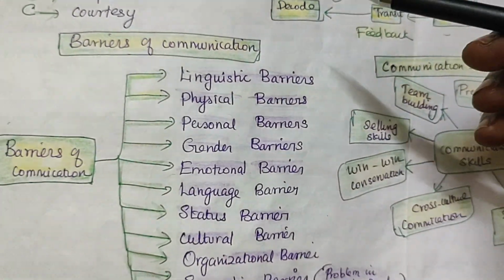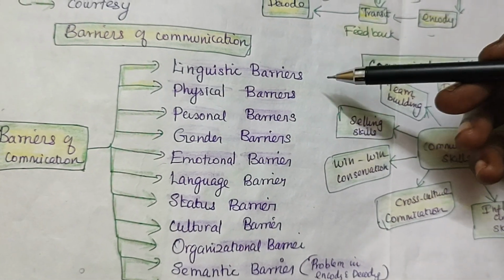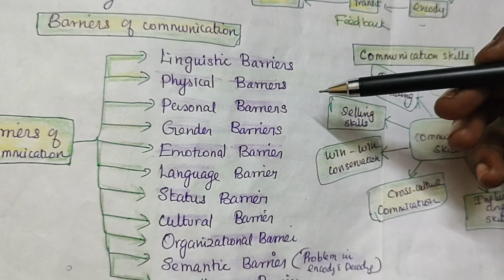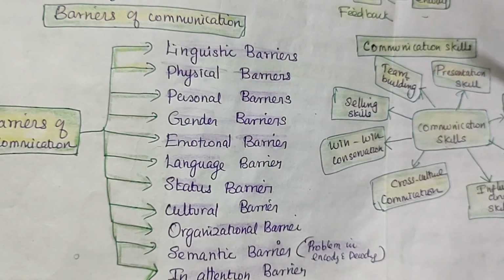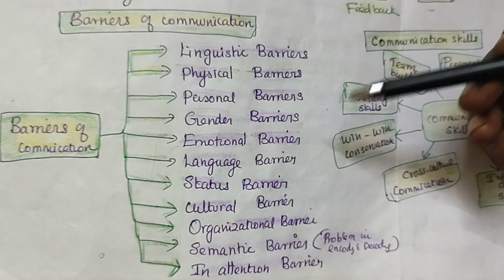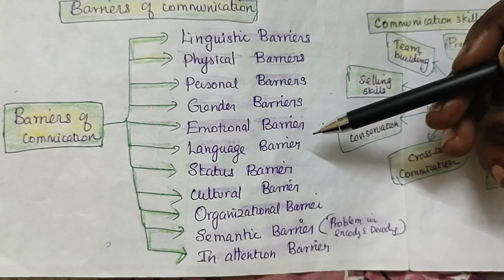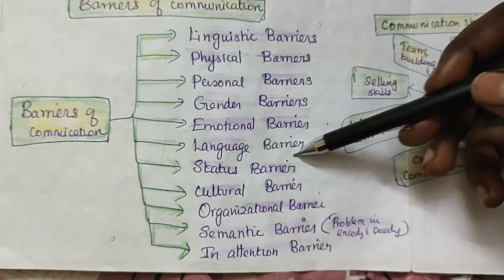If you see the types of barriers, language is an important barrier. Physical barriers, noise, other things. Personal barriers, such as my emotions, my mood is not good. Gender barrier, there is a male person, so I hesitate to communicate. Emotional barrier, more stress, insecure feeling, I cannot. Language barrier, linguistic and language are the same.